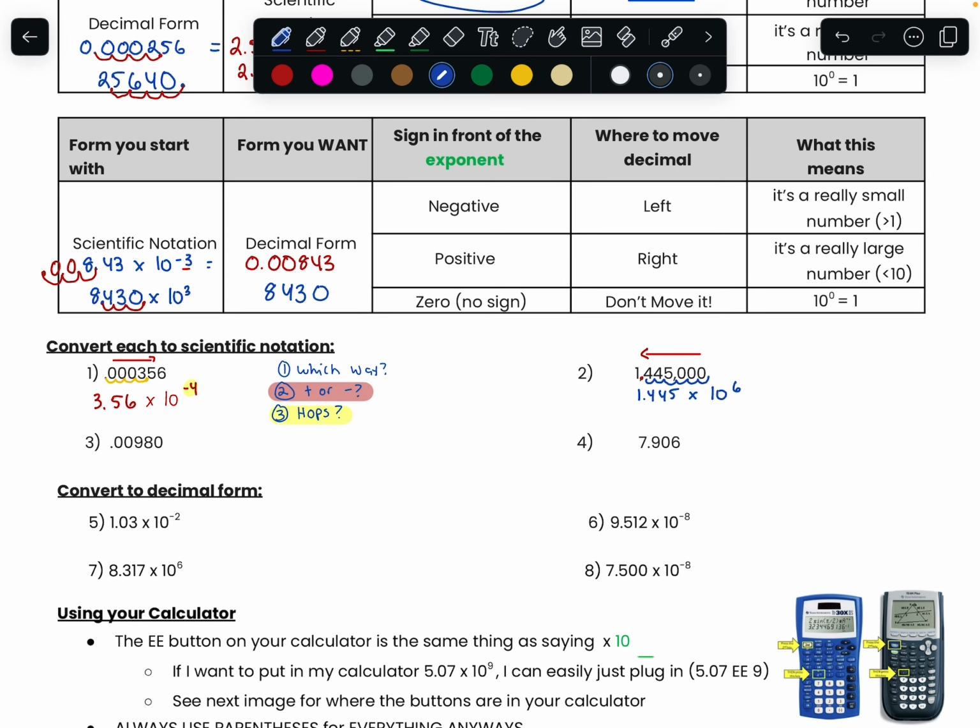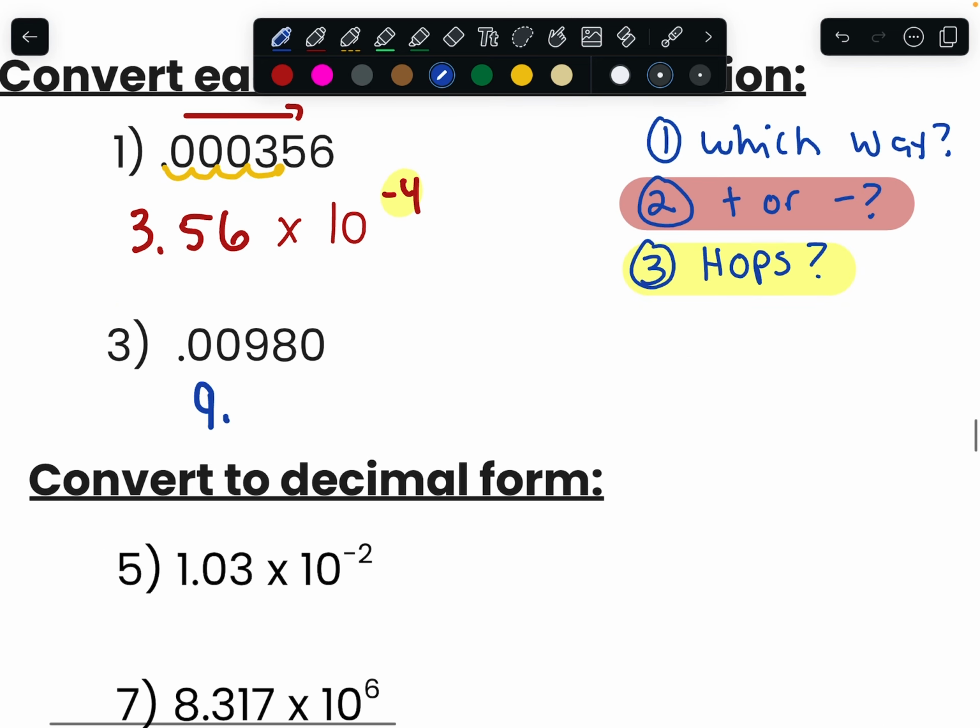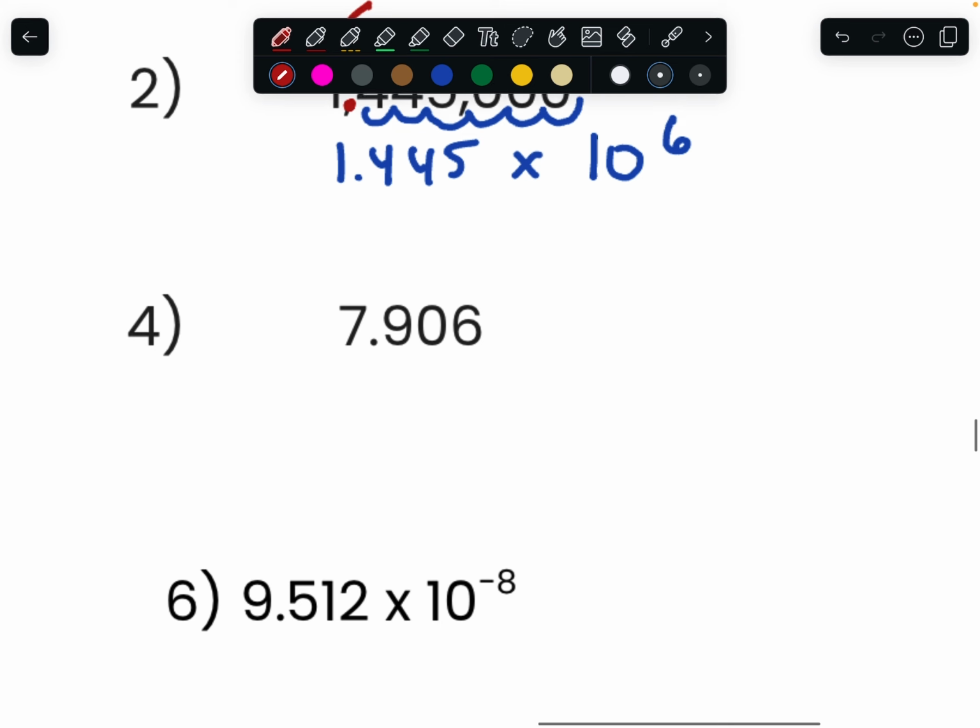All right, welcome back. This answer should be 9.8 times 10 to the negative 3. So again, the reason why is we're going to put our decimal between the 9 and the 8. Which way did we go? We went to the right to move that there. So that's how I know I had to go between the 9 and the 8. Is this plus or minus? Well, this number is less than 1, meaning it's going to be a negative exponent. And then finally, we had to move 1, 2, 3 hops there, so that's why it's a negative 3 exponent.